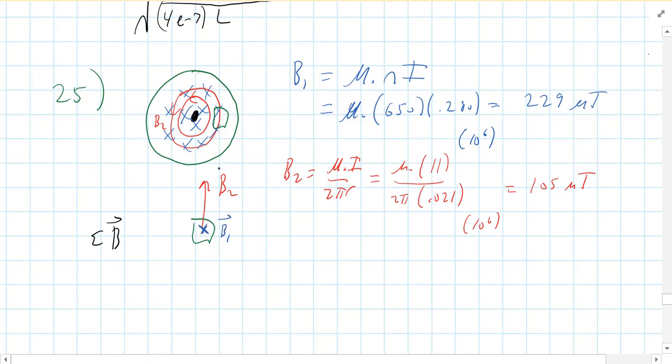Well, how do I find the net magnetic field of B2 and B1? They're perpendicular to each other, so I have to use Pythagoras. So I get 229 squared plus 105 squared, and then I've got to square root all that. Okay, so that is my net magnetic field. So it really helps to quickly sketch it out and look at the directions of the two magnetic fields. In this case, they're perpendicular to each other. Also, that question was near the end of the test, so my guess is some of you were running out of time on that one too.